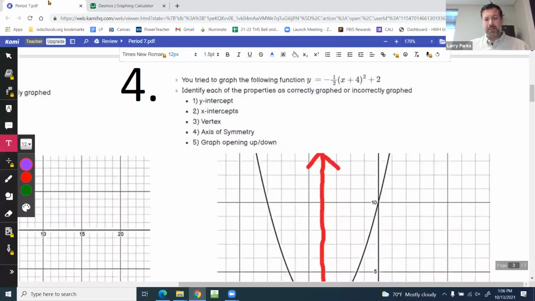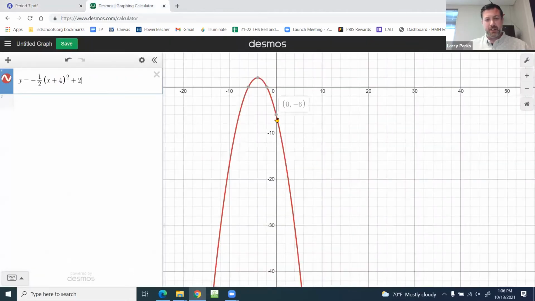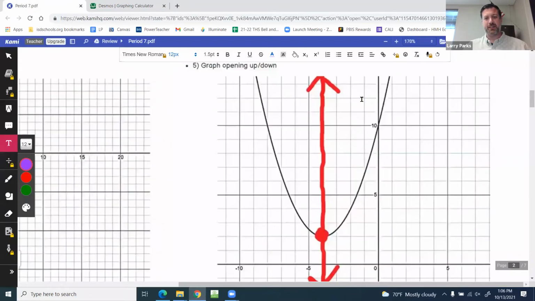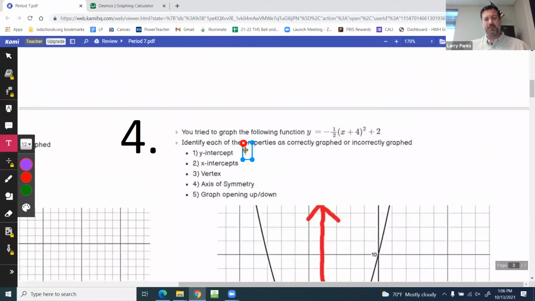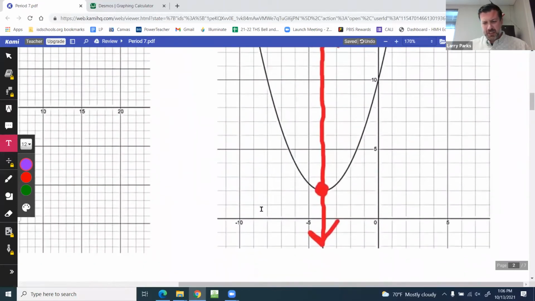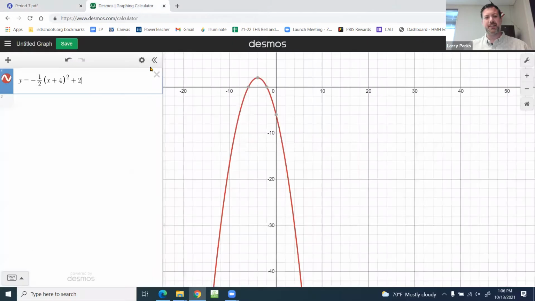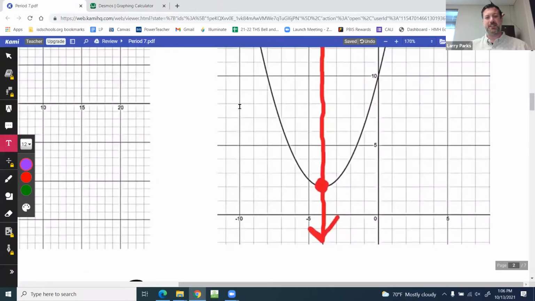Okay. So let's go through them. They think the y-intercept is 10. It is sure not. It is negative 6. So that's incorrect. They think the x-intercepts are imaginary because it never crosses the x-axis. It actually does have 2 real solutions at negative 6, negative 2. So that's incorrect.